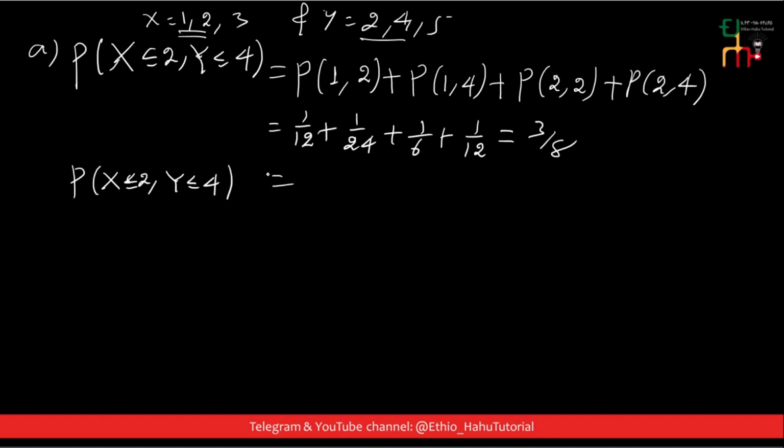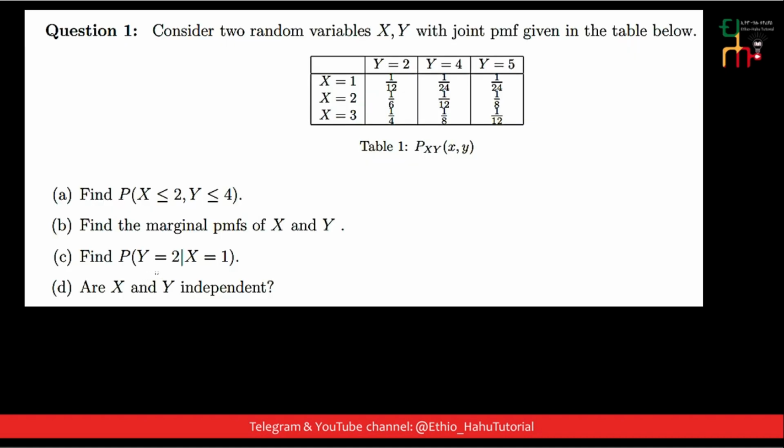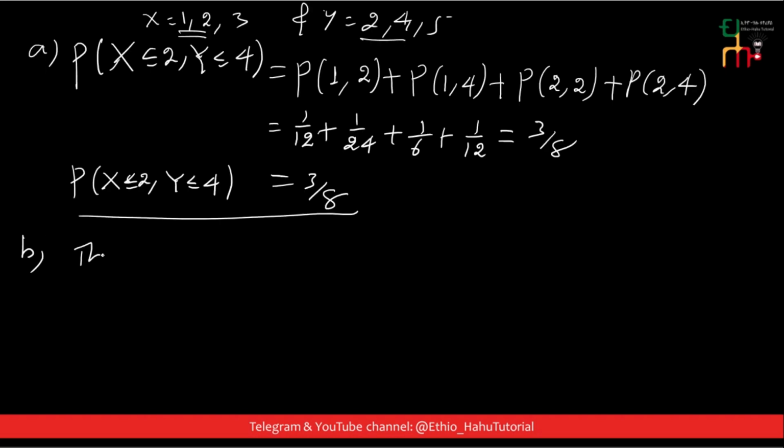Therefore probability of x less than or equal to 2, y less than or equal to 4 is 3/8 ይሆናል ማለት ነው። b ላይ የተጠየቃችሁት ምንድነው? Find the marginal probability mass function of x and y ነው የሚለው። b the marginal probability mass function of x and y ምንድነው የሚለው?